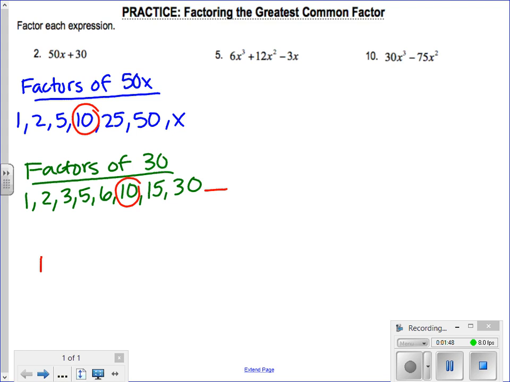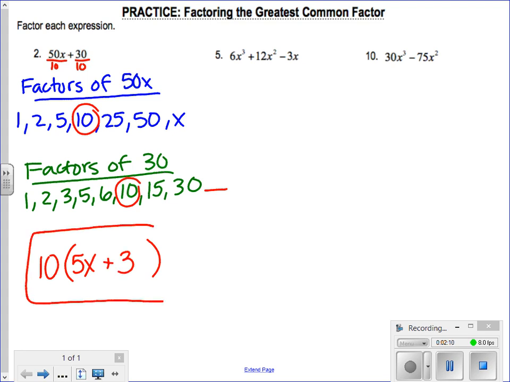So what you do is, remember, you write the 10 out in front of a set of parentheses. And I need to figure out what's going to go inside the parentheses. So I divide every term in the original polynomial by the GCF of 10. 50x divided by 10, you're left with 5x. And 30 divided by 10, you're left with 3. So this is your final factored form.